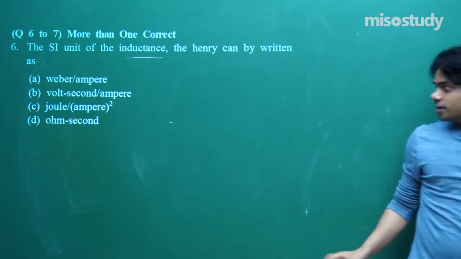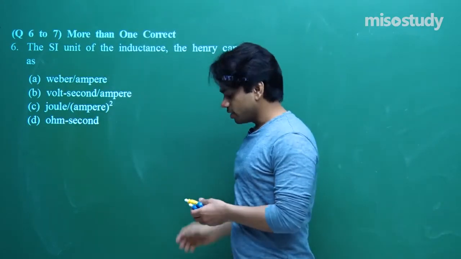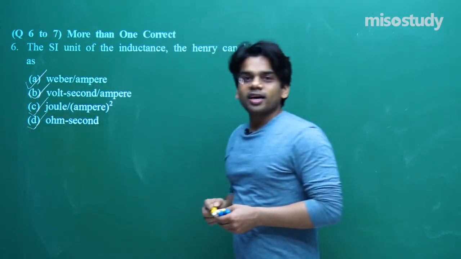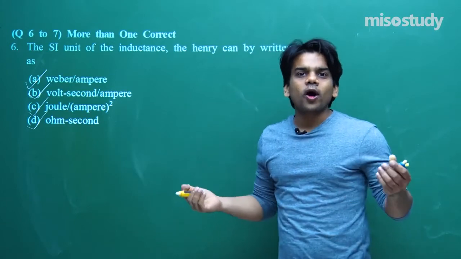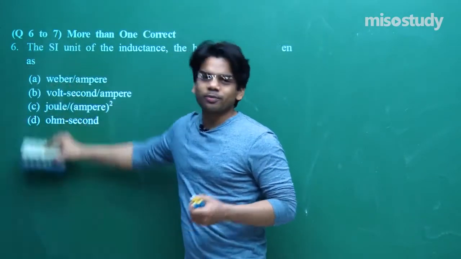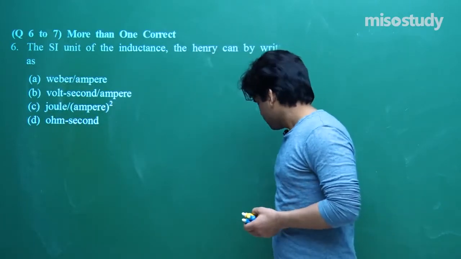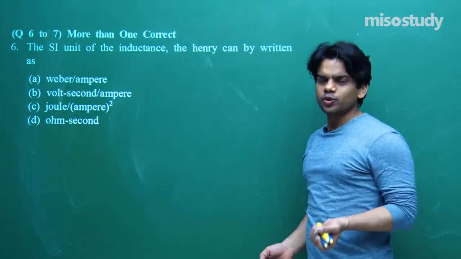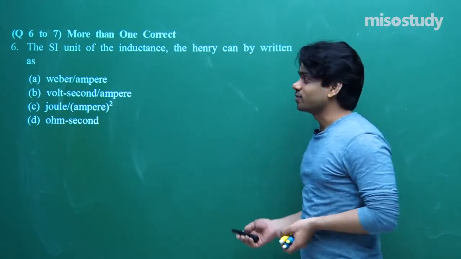Let me quickly mark the responses here. A, B, C, D, all four are correct. If you mark all four, you'll get the maximum marks for this question. If you mark any 2 or 3, you'll get +1 for each option marked. If you mark only 1, you get +1, any 2 then +2, any 3 then +3, all 4 then +4.